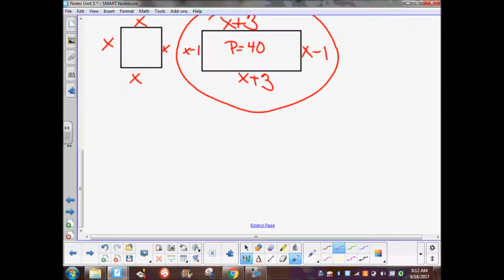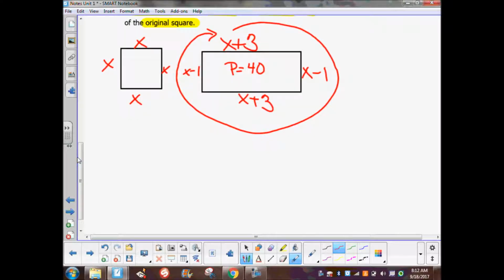So somebody give me the equation that's going to work for this. Add up all the sides. Adriana, nice and loud. What do we got? Add up all the sides. Pick one of the sides to start with. X plus 3. Good. So she picked this one up here. Keep going all the way around. Plus x minus 1. Good. Plus x plus 3. Awesome. Plus x minus 1. Yep. Equals 40. Perfect.